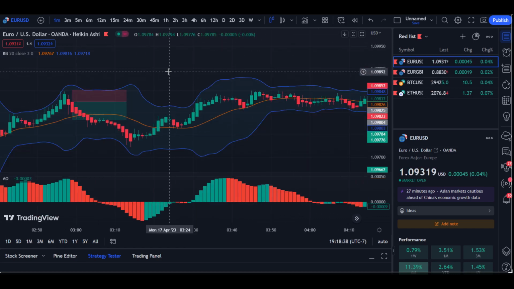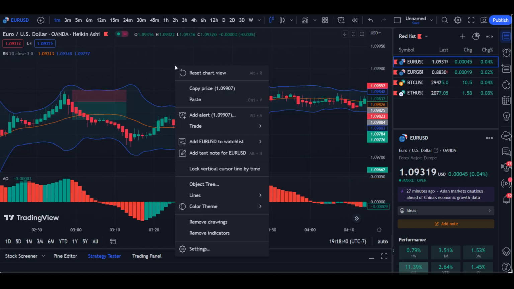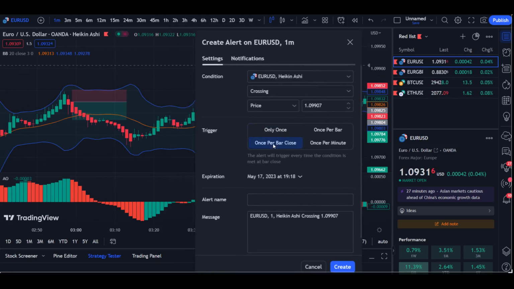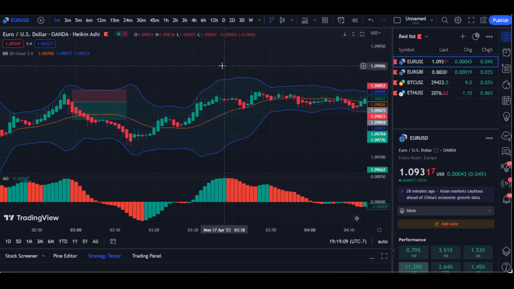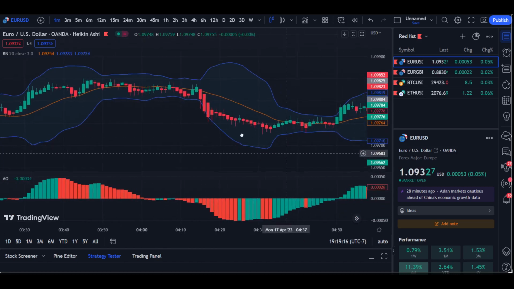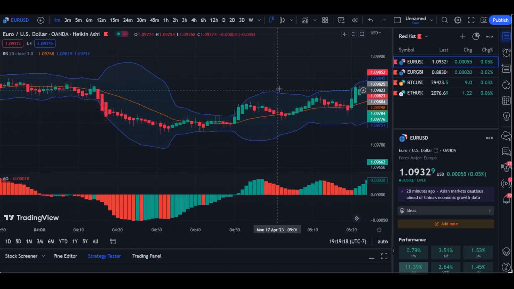So in order to set up alerts on this trading strategy, what you're going to do is right click and add alert. Once you're here, you're going to click on once per bar close. This is probably the most important part. If you do not put it right here, it will spam you. So you're going to make sure it's on crossing. After that, you're going to click on BB. And then after that, just go ahead and create the alert. And every time the price action touches one of these outside Bollinger Bands, you will get an alert notification on your phone, email, or whatever device that you have.